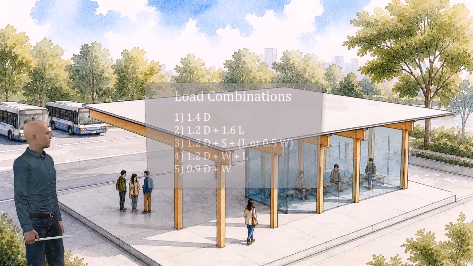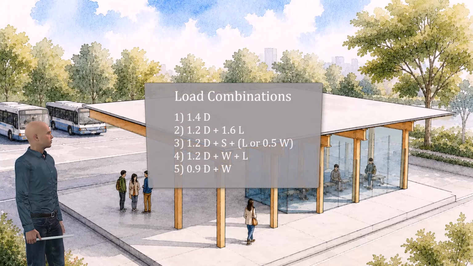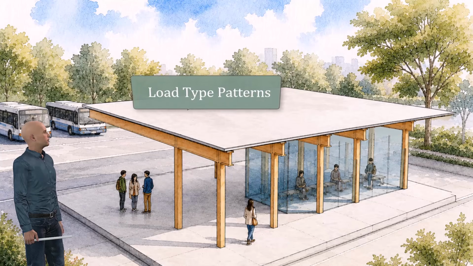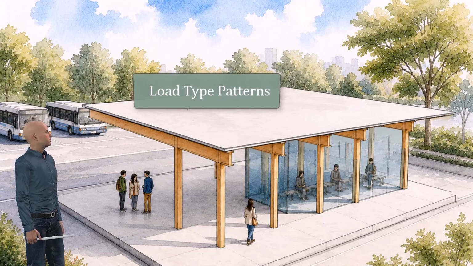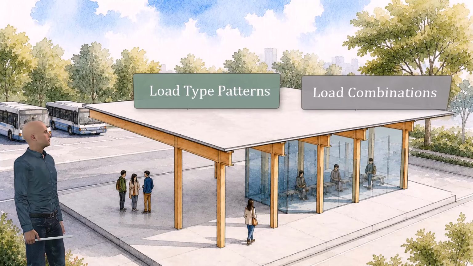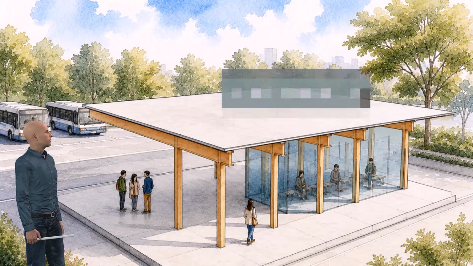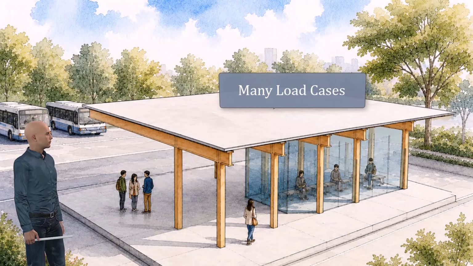In addition, design standards require us to consider load combinations. For example, ASCE gives us 5 ways to combine several load types for structural design. So, there are 2 sources for load multiplicity. One source is the number of load patterns associated with a load type, such as wind. The other source is the number of design load combination equations that govern the design. As these are combined, the number of load cases can grow quickly.